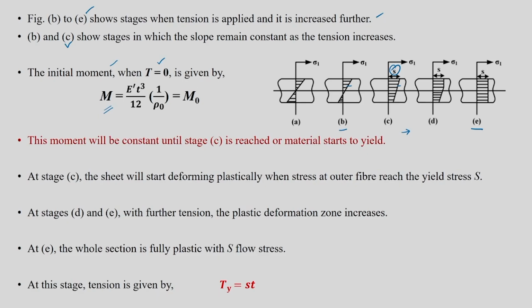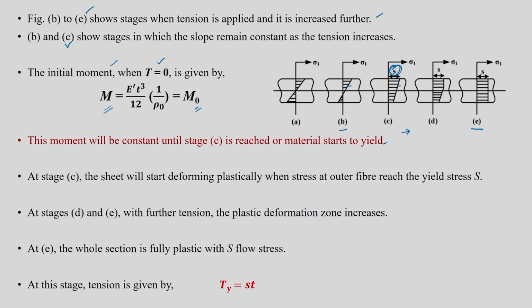So, you can go back and check the initial moment, that is, when t is equal to 0. I am just denoting it as M naught. This moment will be constant until stage C is reached, or the material starts to yield, because at C only the material will start to yield. Why? Because at the upper surface you will see it is going to reach S, the plane strain flow stress. So now we will use this equation later.